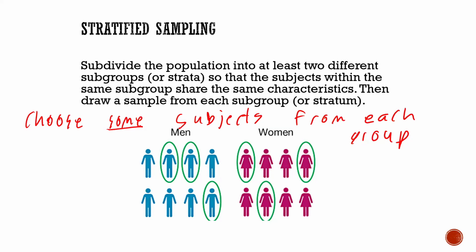The cluster version would be, I'm going to use that grid, divide Chicago into 100 segments, and choose just 3 of them, but interview every single person within those grid sections. So instead of taking a little bit of everything, I'm taking all of some parts of it.